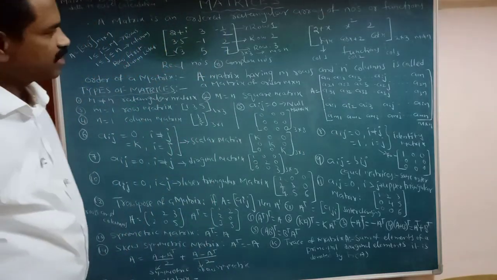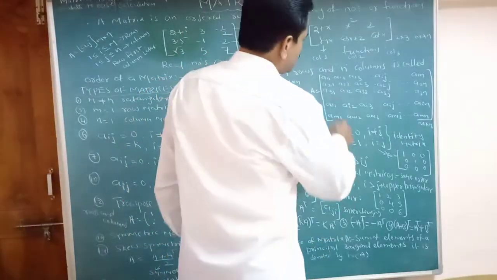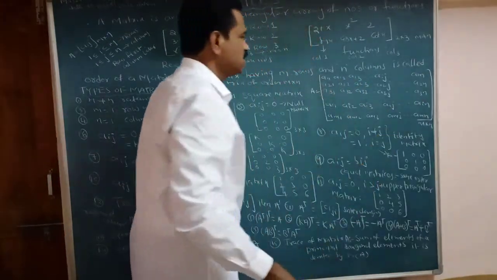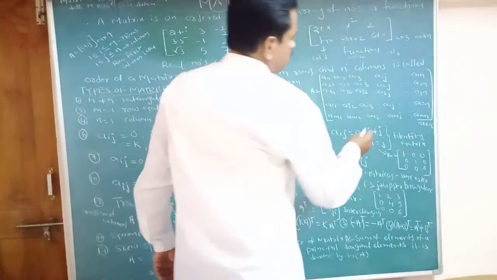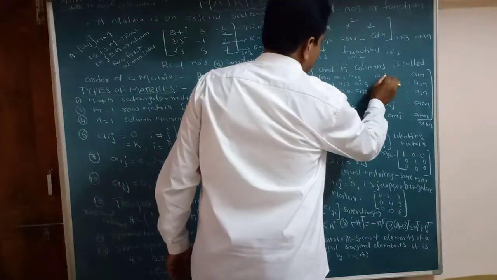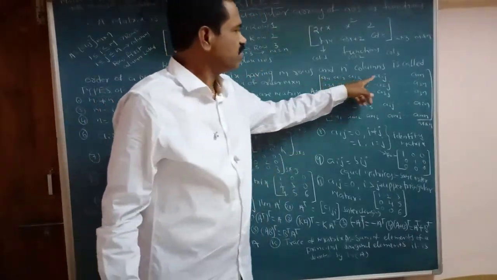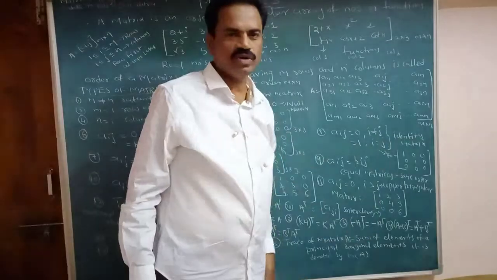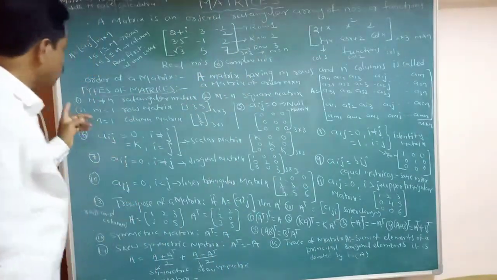M equal to 1 means there is only one row. So it is called a row matrix.